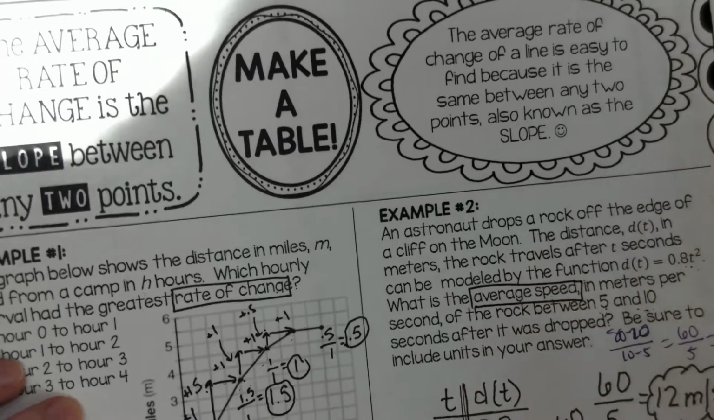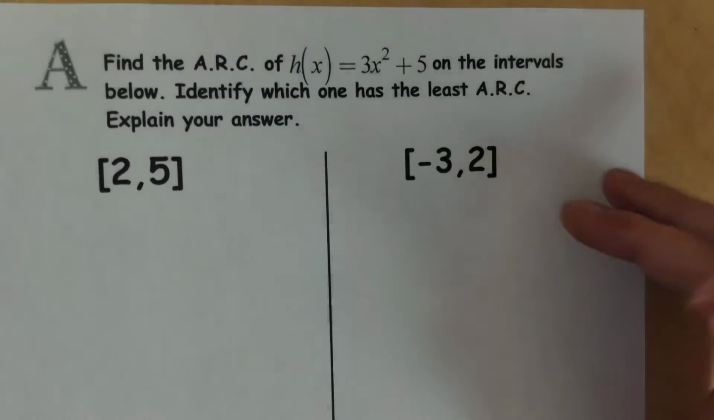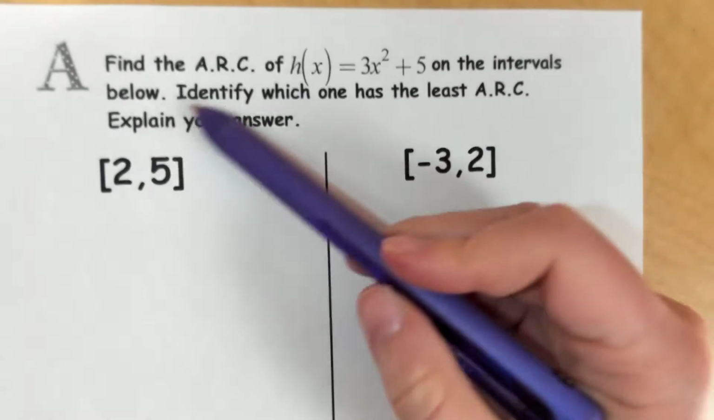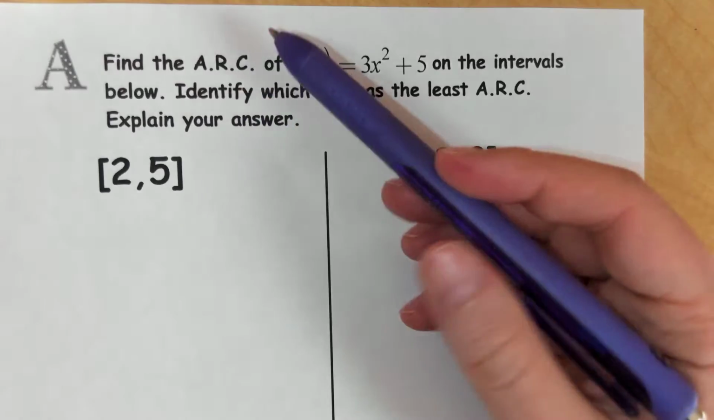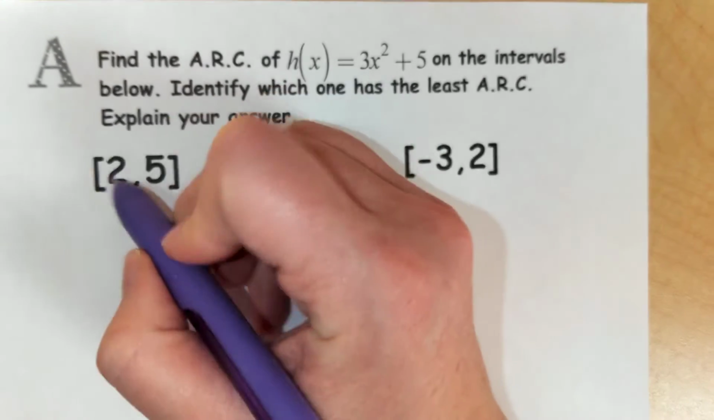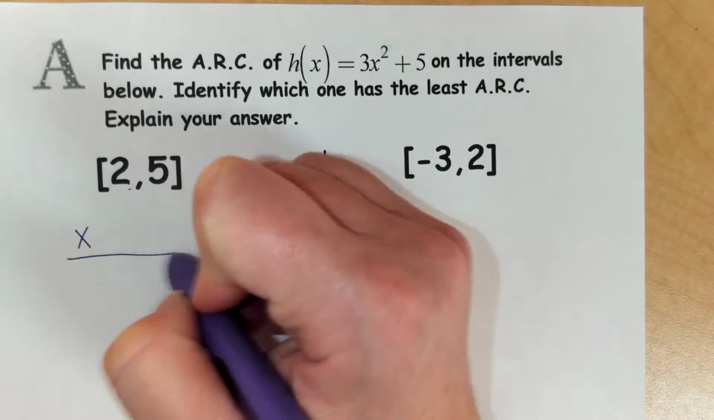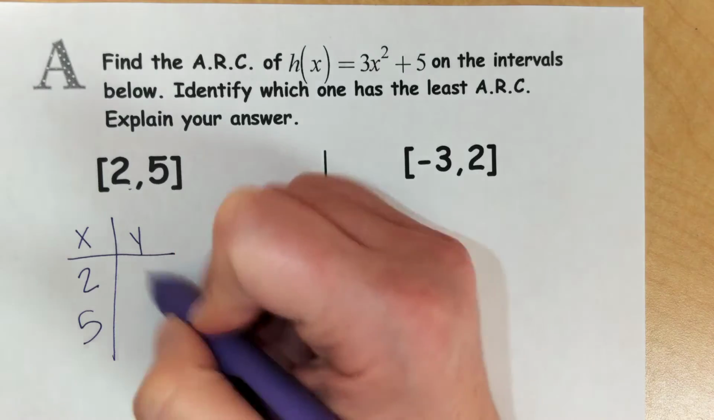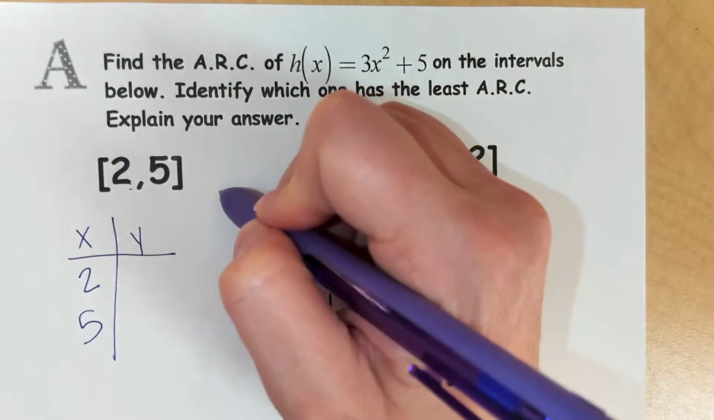Alright, so a couple more examples. Let's look at this A. It asks to find the average rate of change of this formula on the intervals below. When we talk about intervals, remember we're actually talking about a domain here. So from 2 to 5. The x value is 2 and the x value is 5. We need to find the y values that correspond with that, so we're going to plug them in.